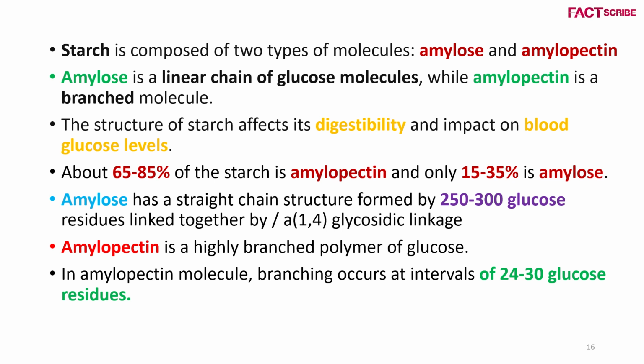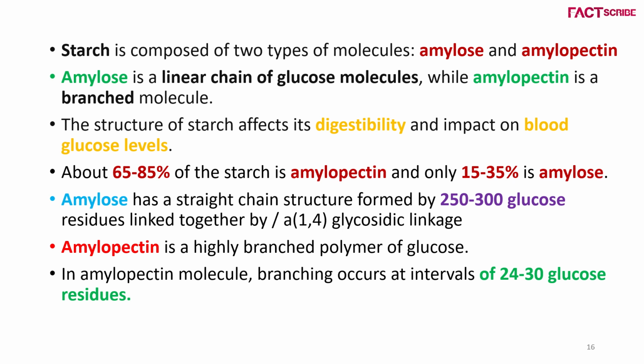Starch is mainly classified into two types of molecules, amylose and amylopectin. Amylose is a linear chain of glucose molecules and amylopectin is a branched molecule. The structure of starch affects digestibility, as the linear chain molecule is easy to break down, and this impacts blood glucose level. About 65 to 85 percent of starch consists of amylopectin and 15 to 35 percent is amylose.